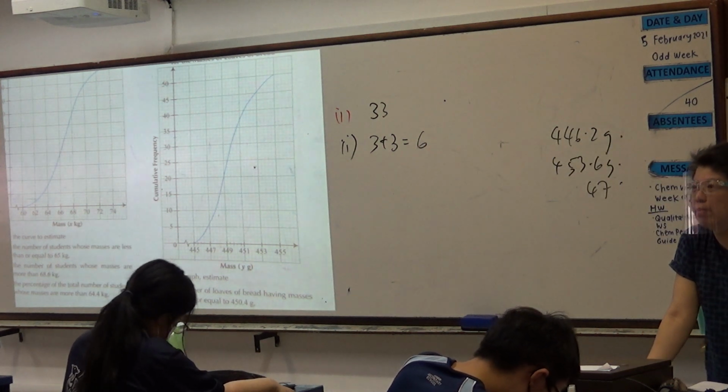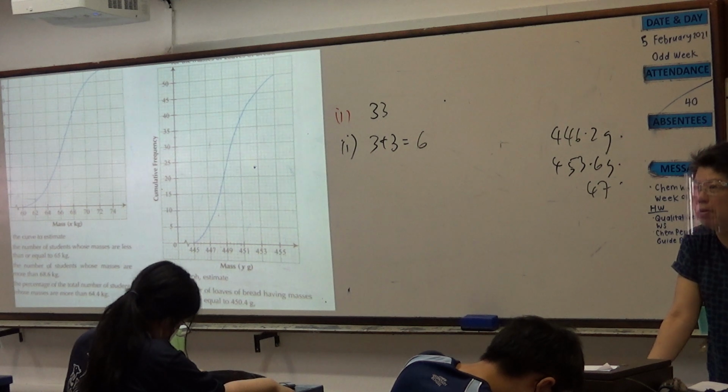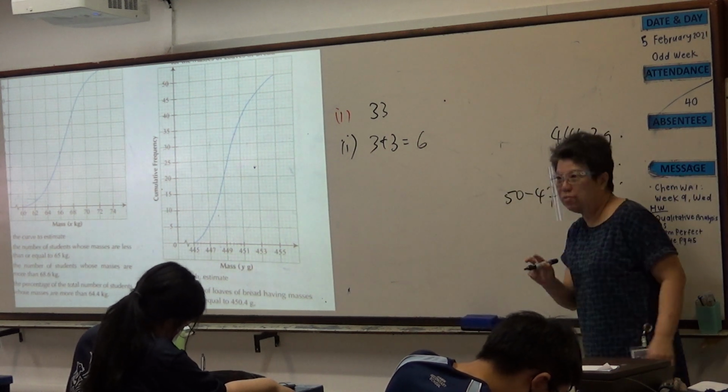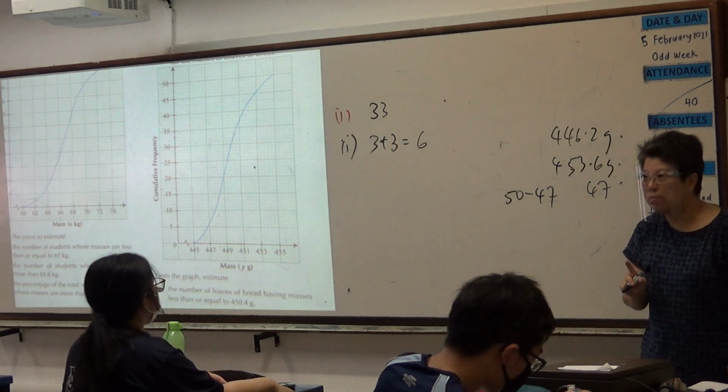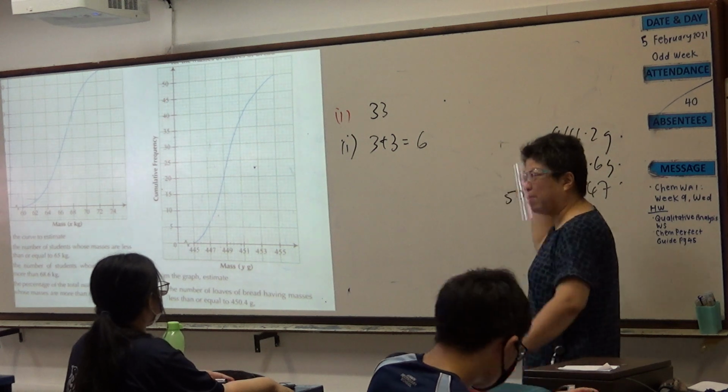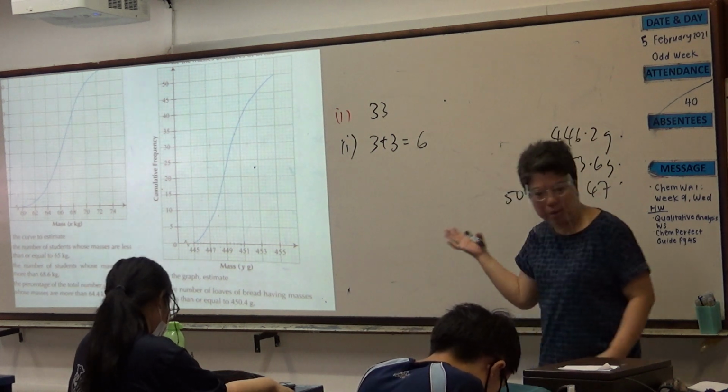Everybody clear with what I'm talking about? Now, how many don't know why I take 50 minus 47? You know what I'm saying, right? Okay, it's less than, so I must take the more than one. So I must negate, that means I must minus off. Everybody clear? Okay, last part.